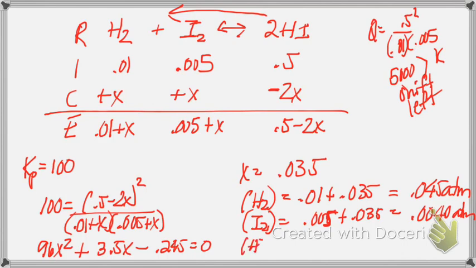And then HI is 0.5 minus 2 times 0.035, which is 0.43 atmosphere. So that is how you work that problem. Fun, huh?